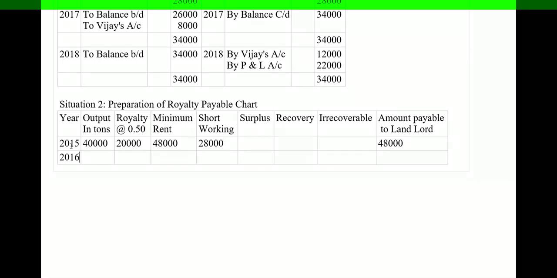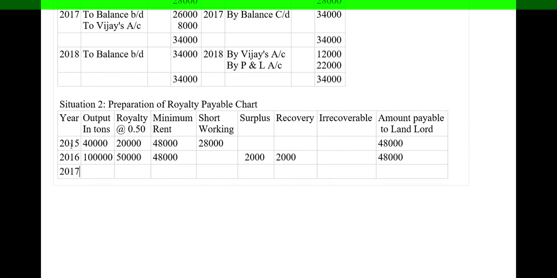So in 2016, the output here is 1 lakh. Then the royalty payable will be 50,000. So here we have got 48,000 as the minimum rent. So there will be a surplus of rupees 2,000 here. So we can recover in the next 2 years, to the extent of rupees 2,000. Then there's no recovery, so the amount payable will also be 48,000.